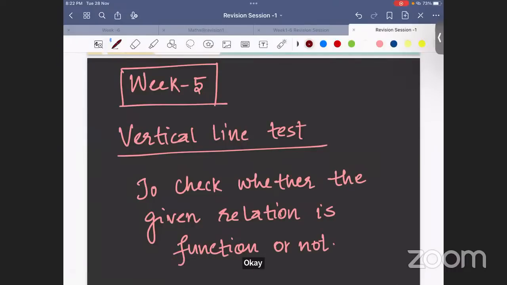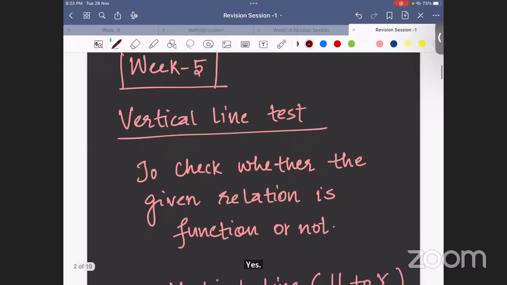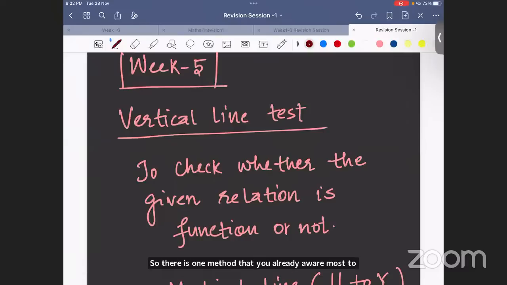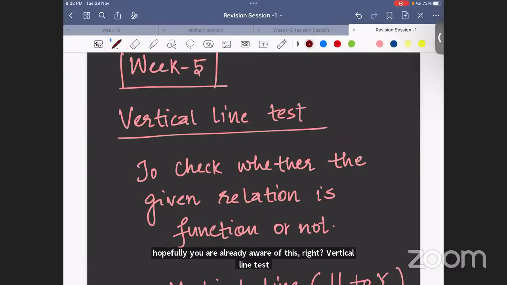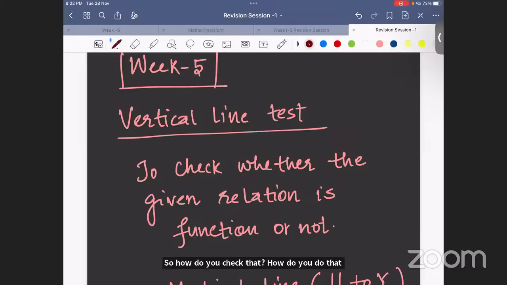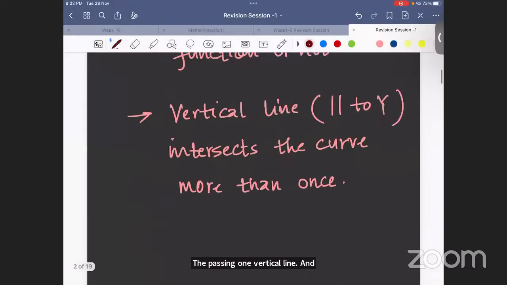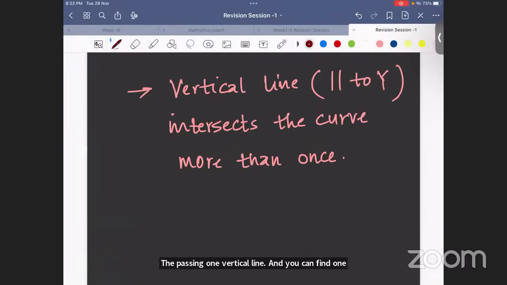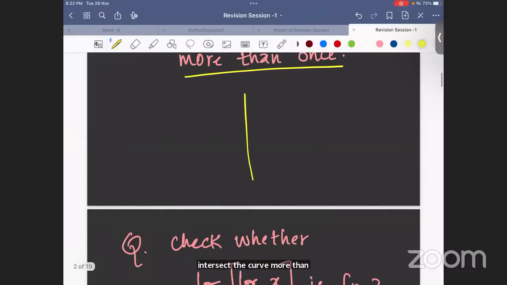The first basic thing is, how do you know whether a given equation or relation is a function or not? There is one method you are hopefully already aware of: the vertical line test. How do you do that? You just have to draw a vertical line, parallel to the y-axis, and if that line intersects the curve more than once, then you can say that this is not a function. For example, there is an equation like this.